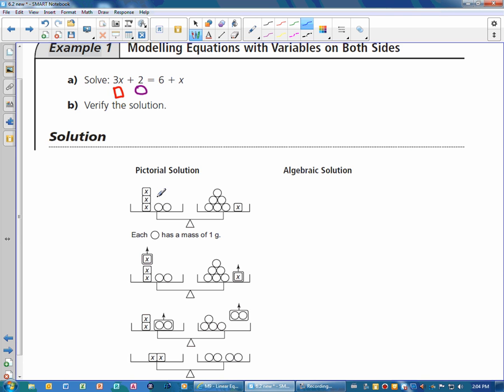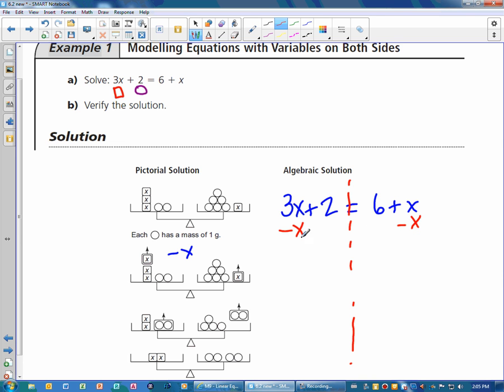So the picture solution looks like this. The algebraic solution: this is 3x plus 2 is the same as 6 plus x. Okay, now the next picture. Look at what they're doing. They're removing an x from both sides. You can do whatever you want as long as you remain balanced and you do it to both sides. So here they are subtracting an x. So let's go to the algebraic solution. We've got our sides going on, and we will subtract an x from both sides.